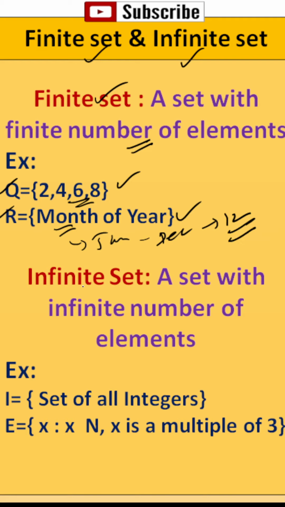Let me go to infinite sets. A set which has an infinite number of elements is an infinite set. As an example, let me take the set of all integers from minus infinity to plus infinity. It has an infinite number of elements.